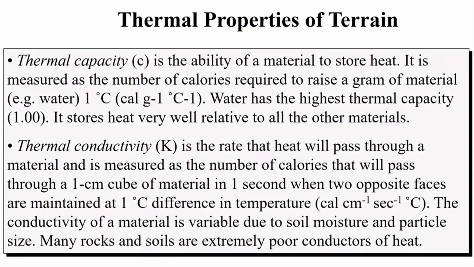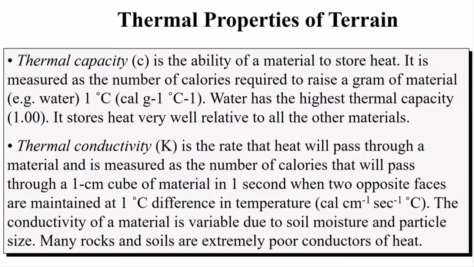Thermal capacity is the ability of a material to store heat. It is measured as the number of calories required to raise a gram of material by 1 degree centigrade. When we are talking about water, water has the highest thermal capacity, which is measured as 1. It stores heat very well relative to all the other materials.